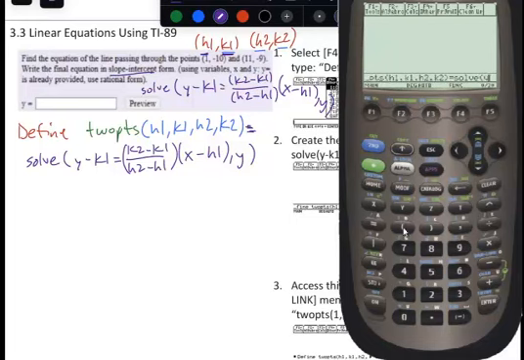And so if we type what we have, y minus our k1 is equal to our slope, which is the difference of y, so k2 minus k1, over the difference of the corresponding x's, which is h2 minus h1. And then this is all times the quantity x minus our given x coordinate, which we established was h1.